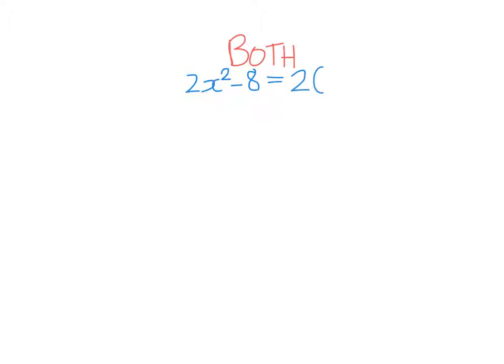What do I times by 2 to get 2x squared? That's, of course, x squared. What do I times by 2 to get negative 8? And that's, of course, negative 4. So now what's inside the brackets is the difference of two squares. x squared is a perfect square, and so too is 4.